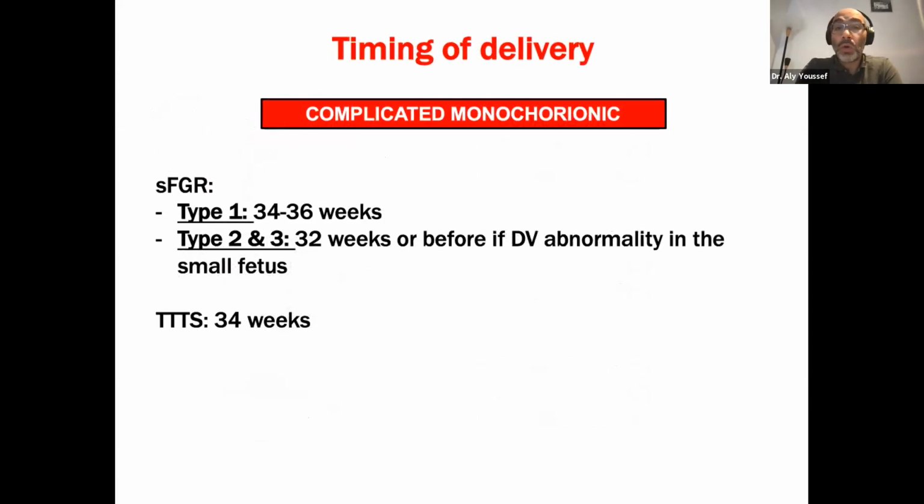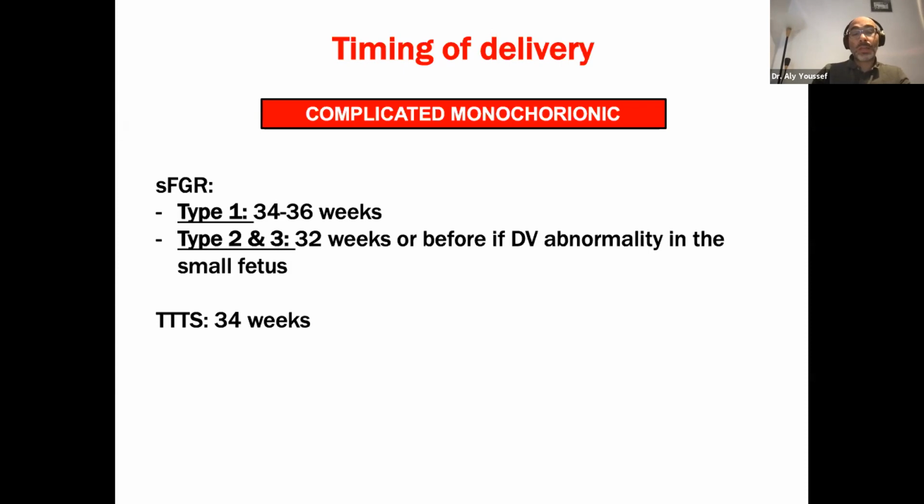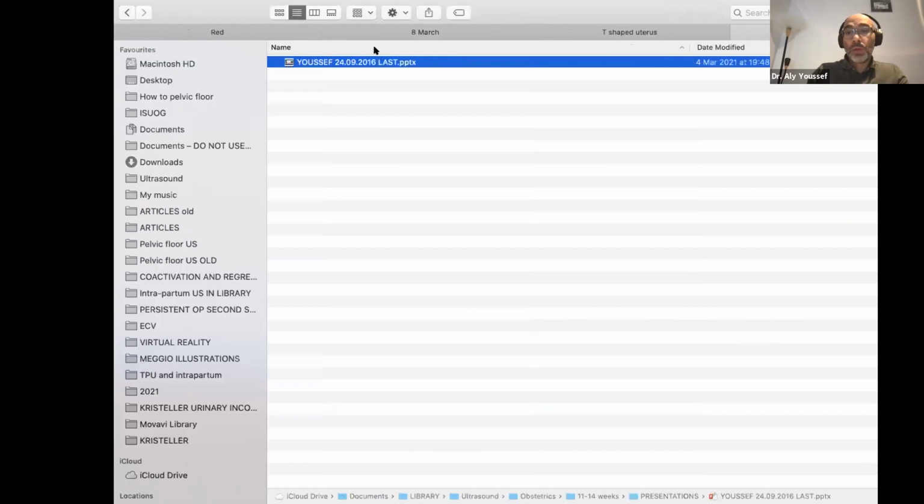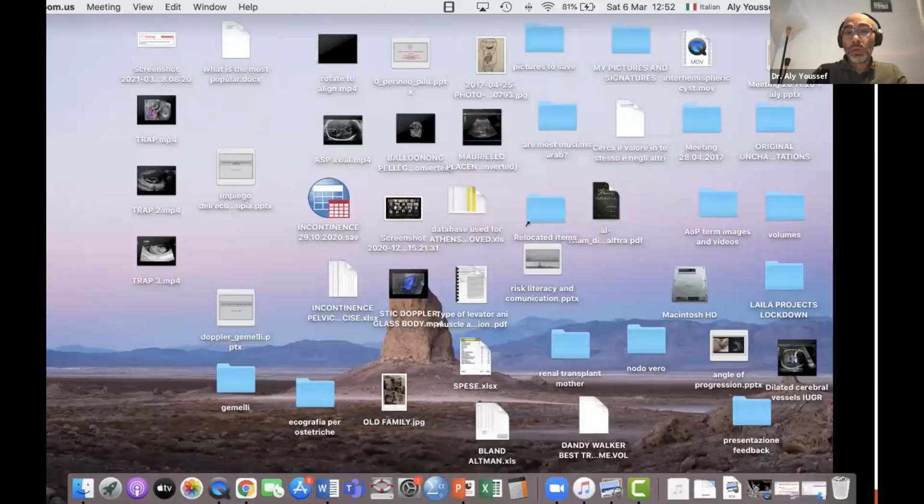Okay? This is in case of uncomplicated twins, whereas in complicated monochorionic twins, in case of selective fetal growth restriction type 1, it's usually recommended to deliver the babies at 34 to 36 weeks. In type 2 and 3, they're usually delivered at 32 weeks, or before if we have ductus venosus abnormalities. In case of twin-to-twin transfusion, delivery is recommended at 34 weeks. So this ends the lecture on twin pregnancies, and I'll be happy to take any questions on the lecture.